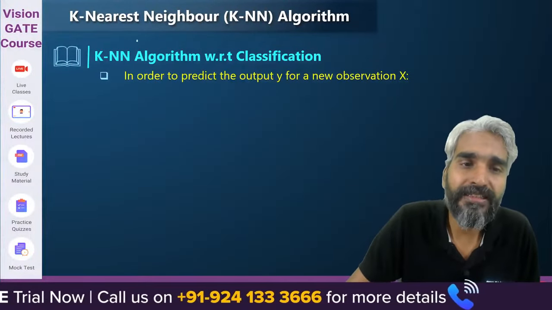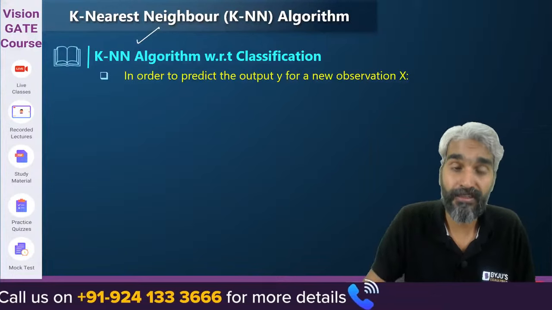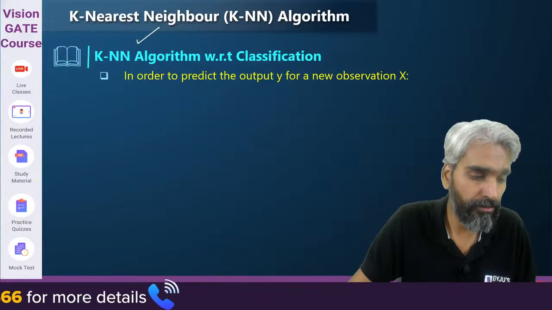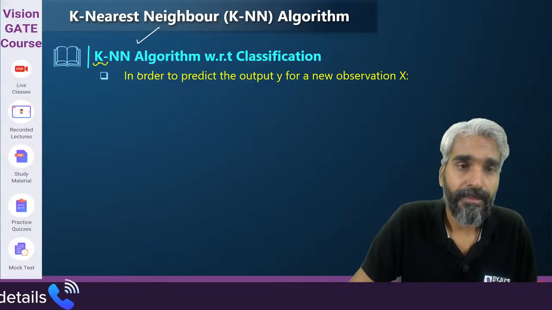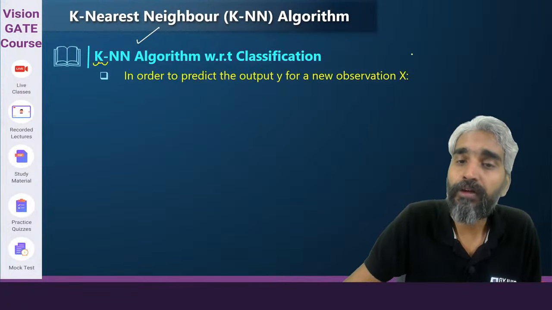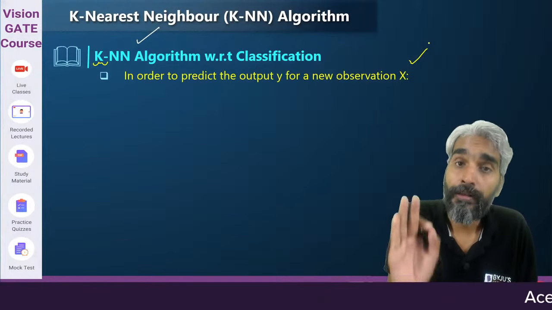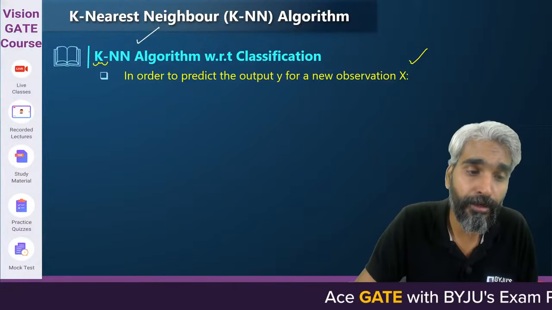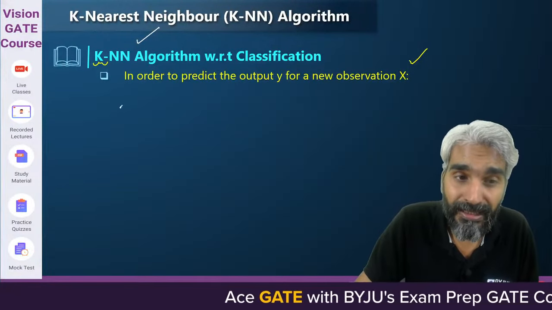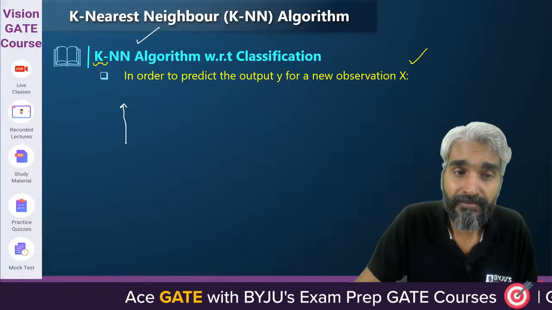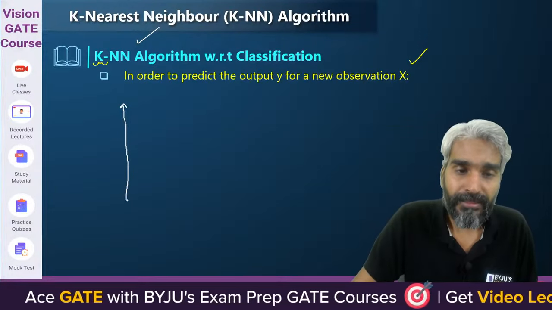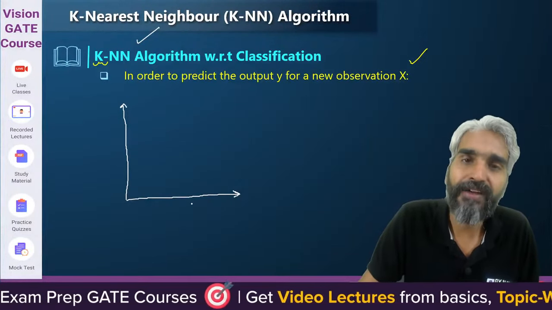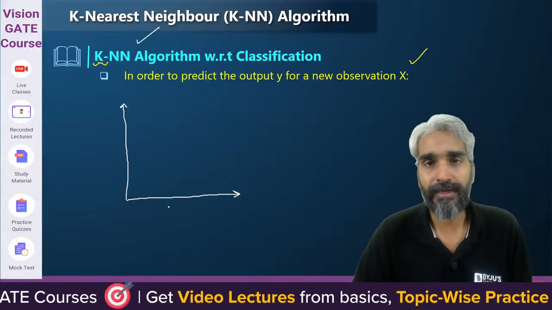So let's try to understand the KNN algorithm with respect to classification. This K is our value, which we are going to discuss now. In order to predict the output Y for a new observation X, first of all, some of the observations will already be available to your model. This algorithm is very easy, but the only problem is that people do not understand what the X and Y axes are representing in this case.